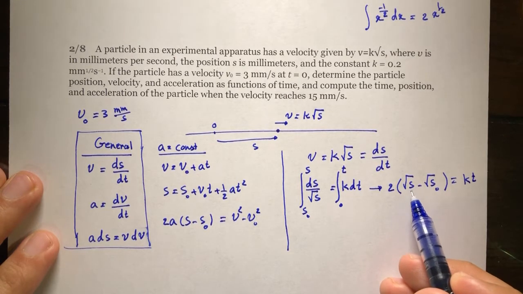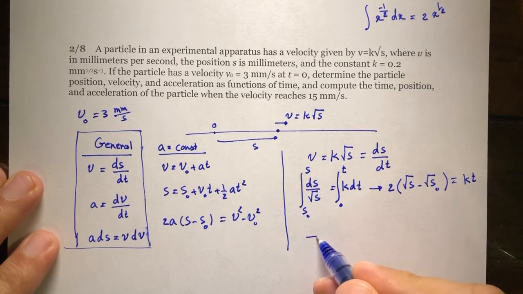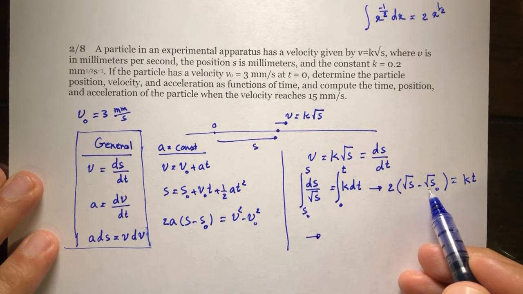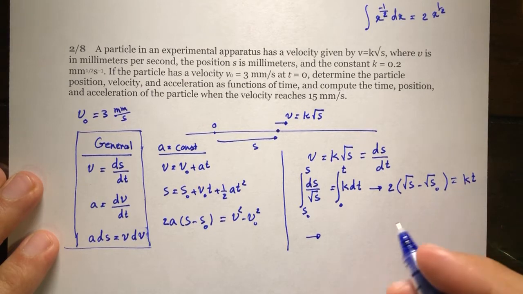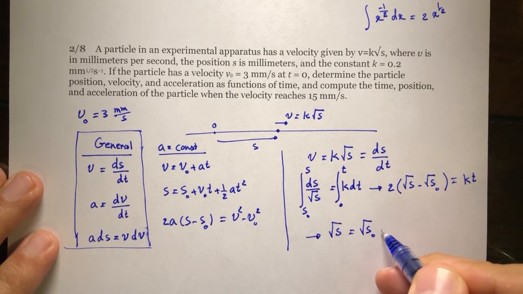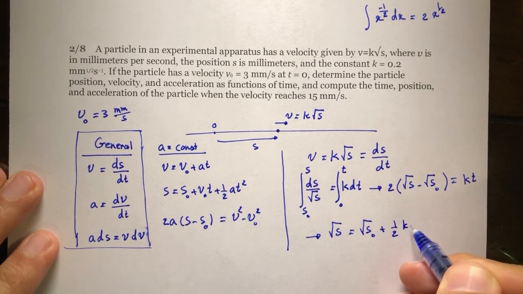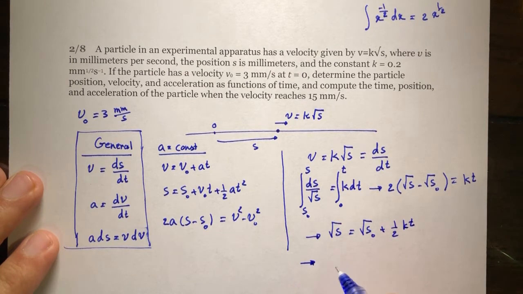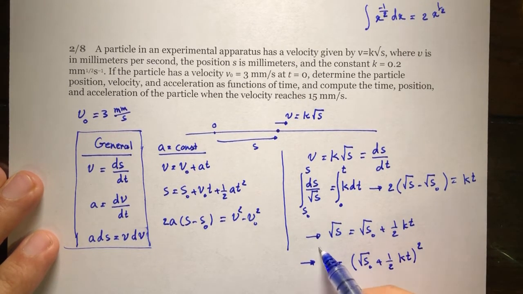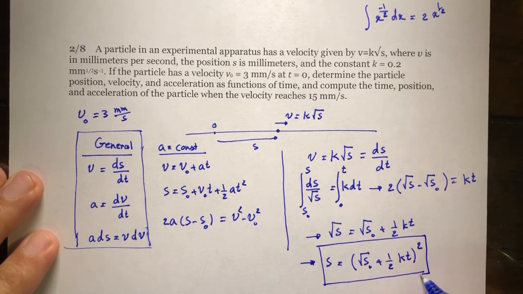So if I want to find s as a function of time, then I need to divide both sides by 2, then bring the square root of s naught to the other side. Then I'm going to have the square root of s equal to the square root of s naught plus 1/2 of k times t, and from here s is going to be equal to (square root of s naught plus 1/2 kt) squared. So we got an equation for s.